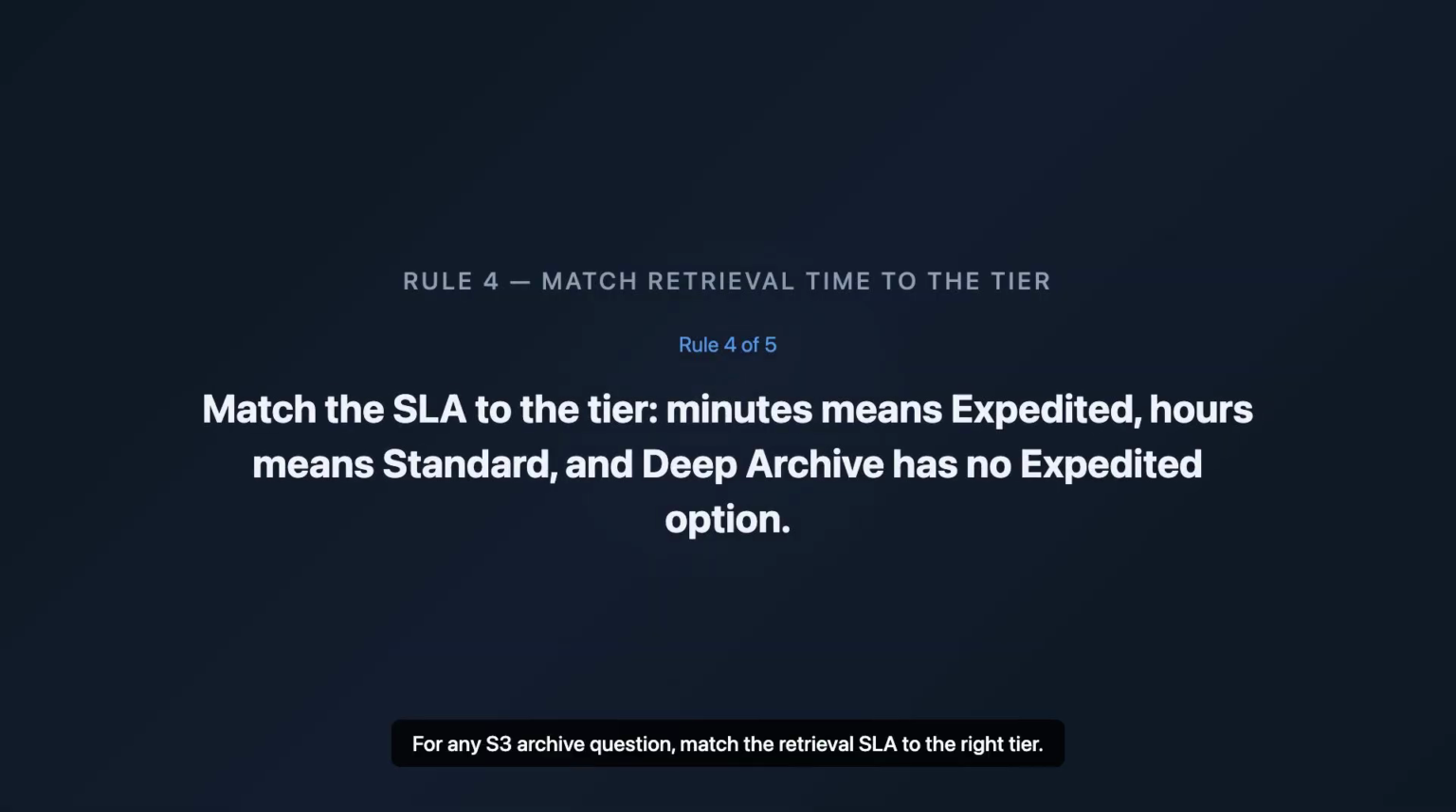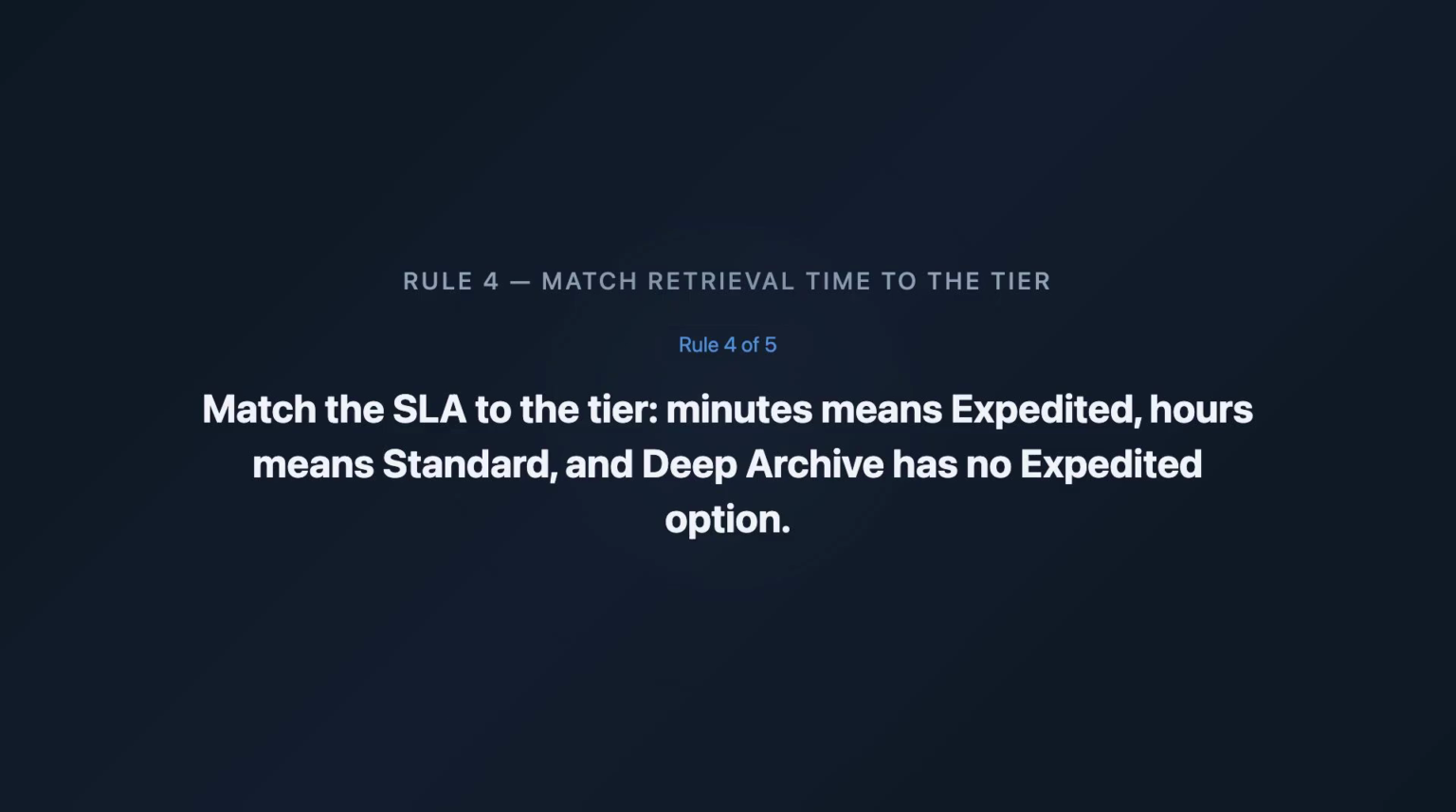Rule 4. For any S3 archive question, match the retrieval SLA to the right tier. Minutes means expedited, which only exists on Flexible Retrieval. A few hours means standard. Half a day or more means bulk or Deep Archive. And remember, Deep Archive has no expedited option, so if the SLA is minutes, Deep Archive is eliminated before you even look at cost.